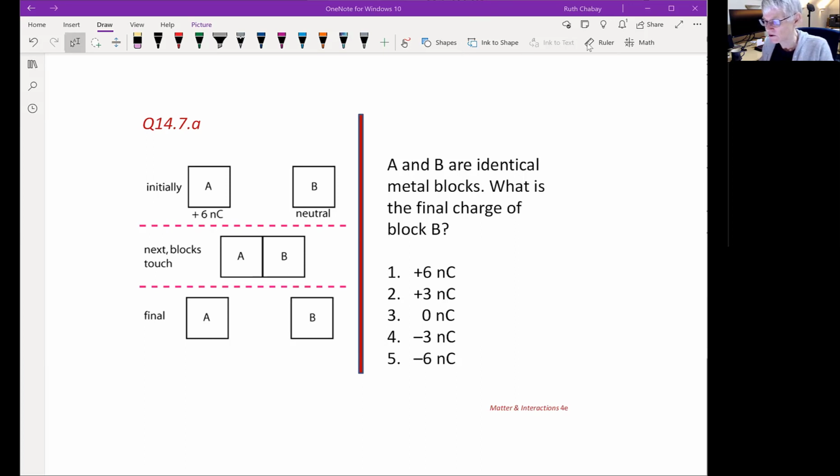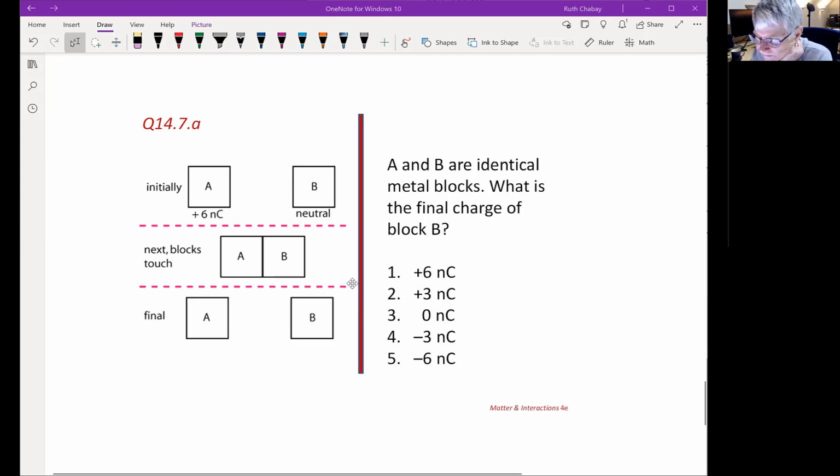So some uncertainty. The most popular answer is +3 nanocoulombs, and that's a pretty plausible answer. Another popular answer is 0. And I'm not sure why -3 is a popular answer, so maybe we'll have to talk about that. But let's talk about this for a minute.